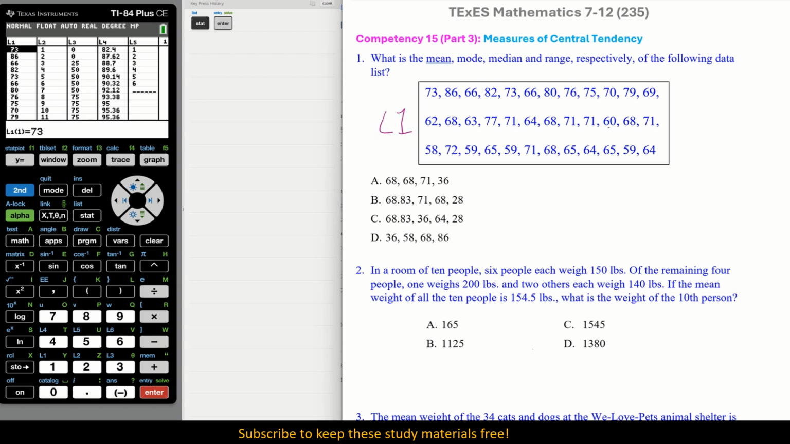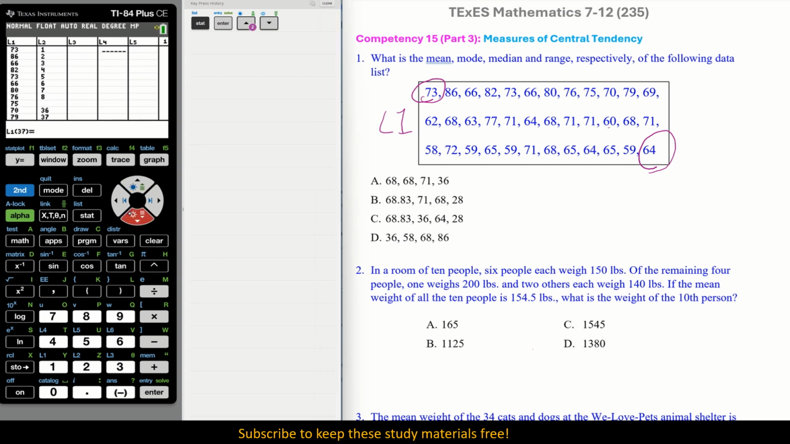Now let's double check these. I've double checked them, but let's go ahead and look at the end. You do that by arrowing up twice, which pops you to the bottom. So it looks like we ended at 64, and then we'll go back. So you arrow down twice, and it did have 73 to begin. Okay. So now what we need is the mean, mode, median, and range.